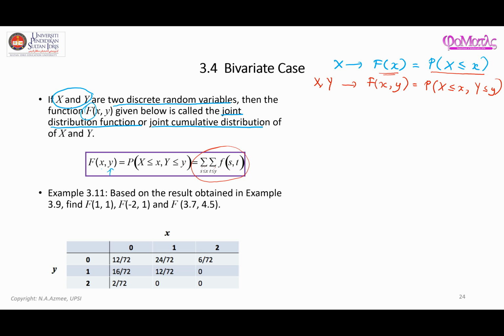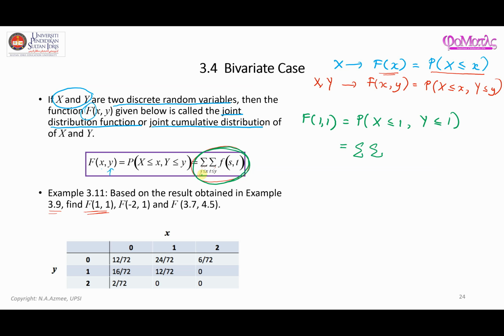Now let's look at this example here. Based on the result obtained in example 3.9, find this value right here. Okay, so we're going to start off with that one, F(1,1). So what does it mean really? It means you want to find the probability x less than or equal to 1, y less than or equal to 1. And if you see the formula given here, it says something related to having this sigma.